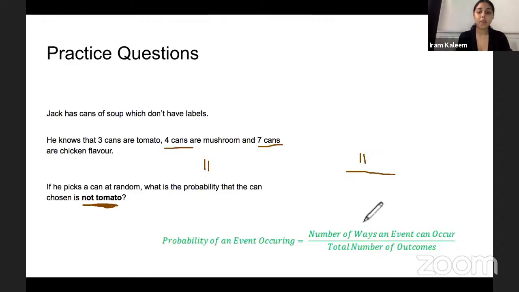We put this out of the total number of outcomes, which will be all the cans in total. So we've got 3 plus 3 plus 4 plus 7. So we get 11 over 14. That's the probability of picking a can that isn't tomato. Well done if you got that.